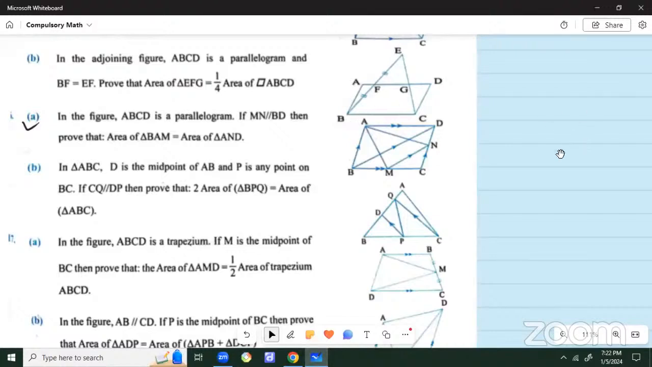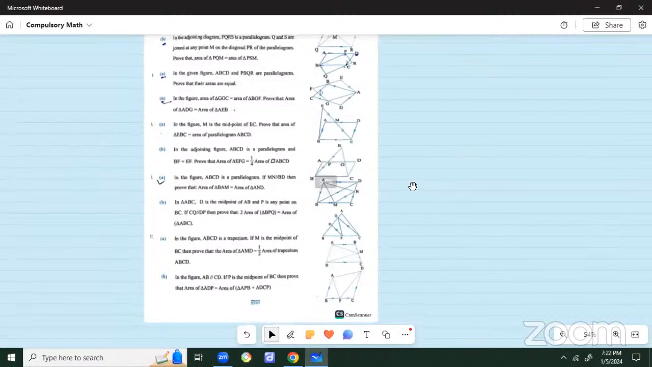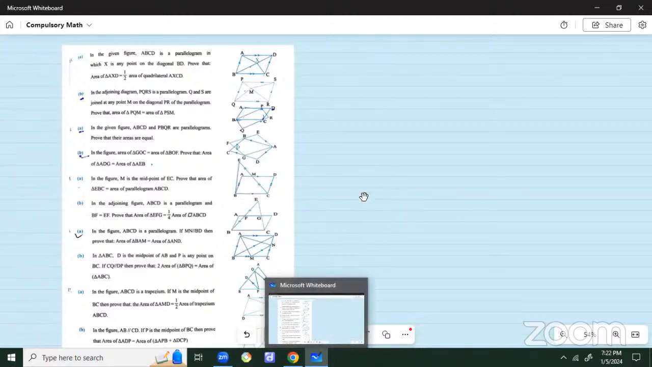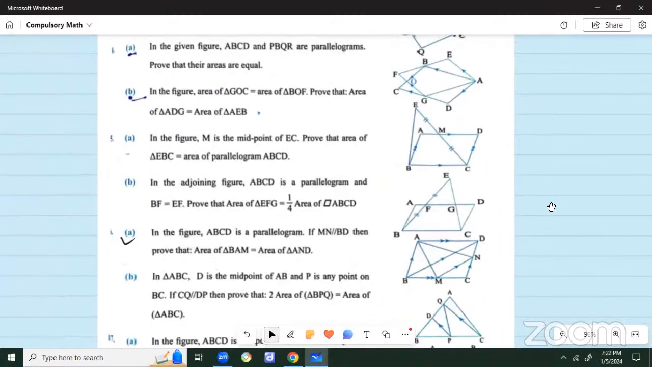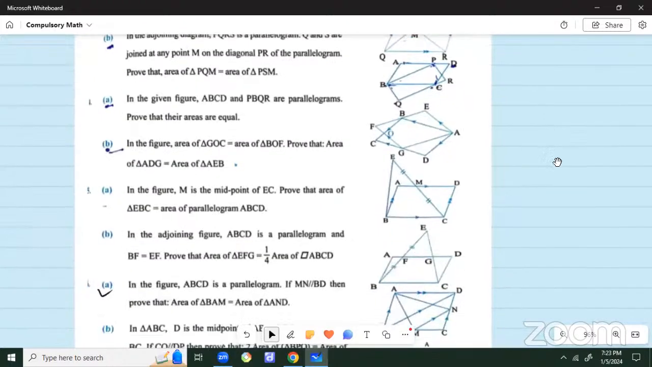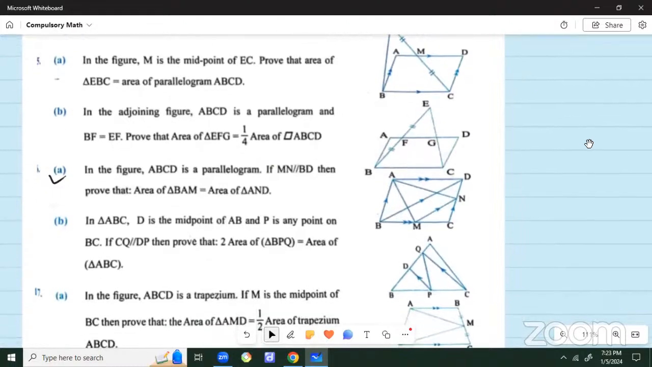Can we see the screen there? Yes, sir. So we have done A of each numbers yesterday. We have been doing this for the last week: area of parallelogram and triangle theorems. So we did A of these numbers yesterday, and we were supposed to do this B of each numbers. We have done few questions of B yesterday as well, and we have left number B of each numbers to be done today.